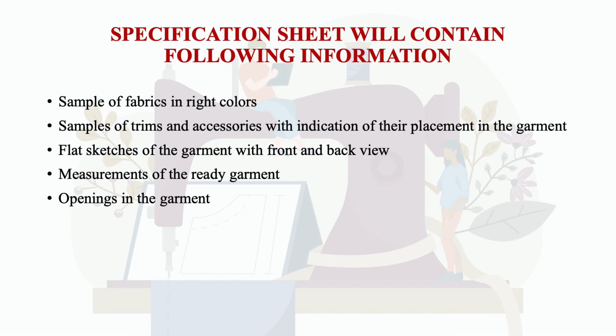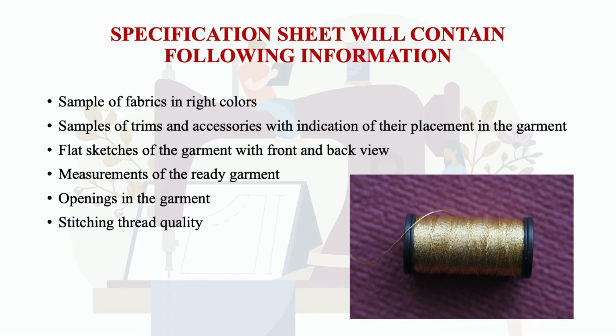So what body measurement, for whom we are going to develop, or what standard size we want the garment to be made for. Then the opening in the garment, from where the opening will be, whether it should be on the back, or on the front side, or on the side. Then stitching thread quality, what type of thread we want, like if we want the cotton thread or the polyester thread.